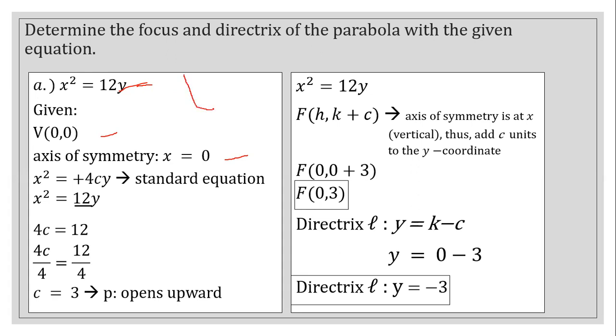So if our parabola is opening upward, this is the vertex at (0, 0). The axis of symmetry passes through the vertex, and that's equal to the x coordinate of the vertex, which is 0. So x is equal to 0. x squared is equal to 4cy is the standard equation of the parabola that is opening upward.